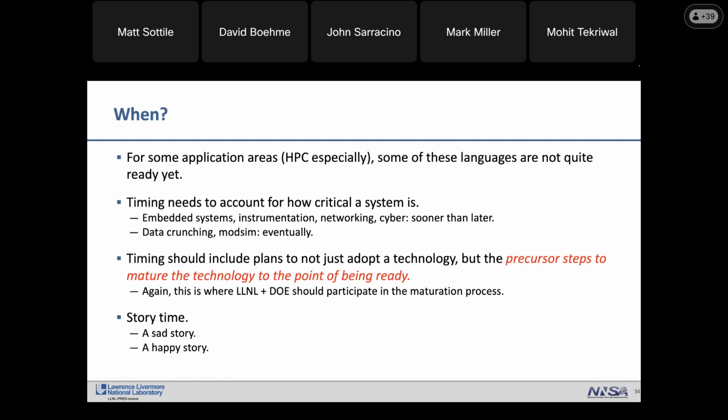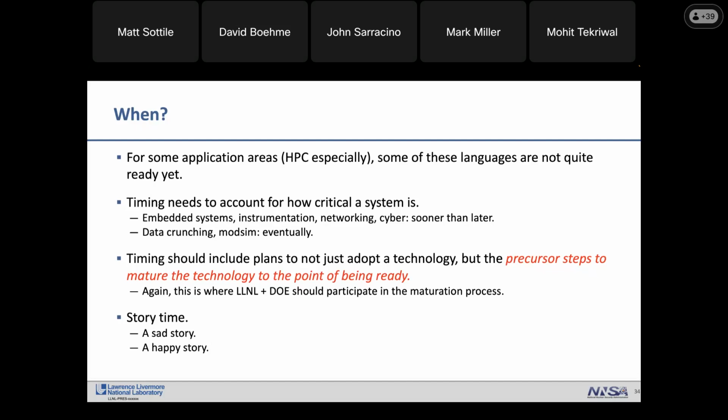So when do we do this? Like I said, HPC, I don't think it's ready yet. And so we don't really want to just jump straight in and expect it to work. But the timing really has to account for how critical the system is. So if you're dealing with embedded or instrumentation or networking or cybersecurity tools, yeah, you want to do it sooner rather than later. You're on the forefront where you have those direct security and safety concerns. But with data crunching, modeling, and simulation, in those cases, you're more likely to be providing the attack surface for somebody else, or you may have a bug that's not that critical.